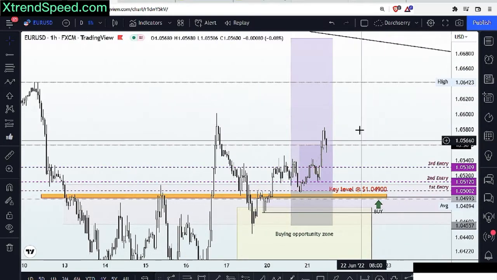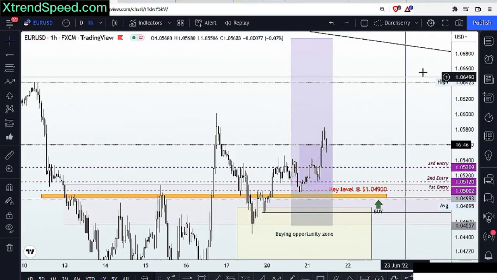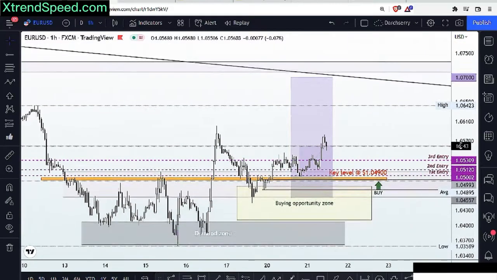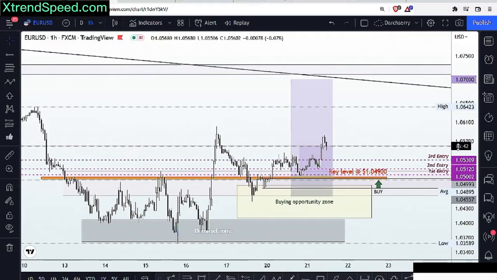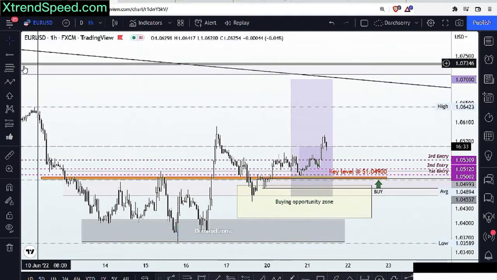So on the Euro USD, if you are not in the trade at this point in time, then let us see how we can identify a potential where we could use to join the potential rally to the upside.